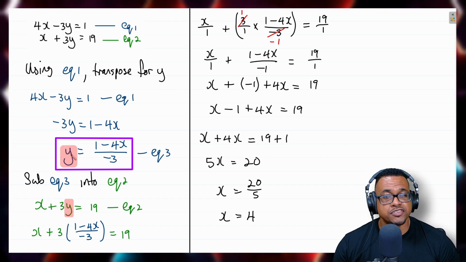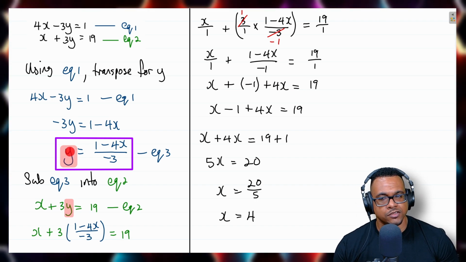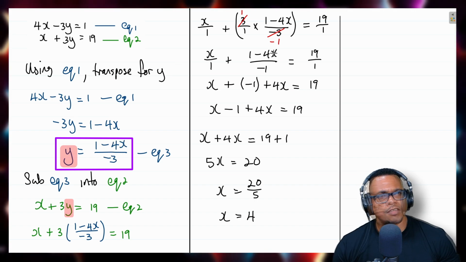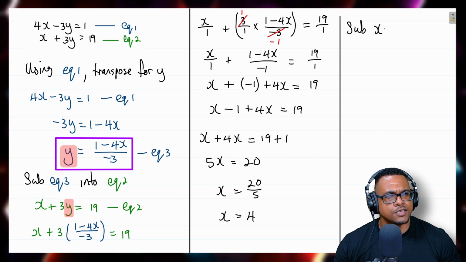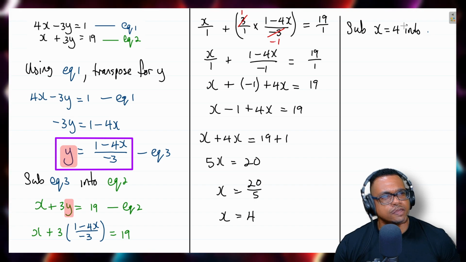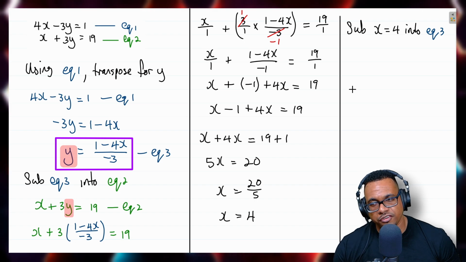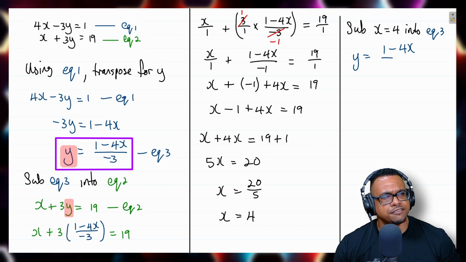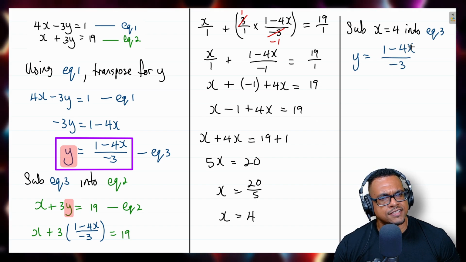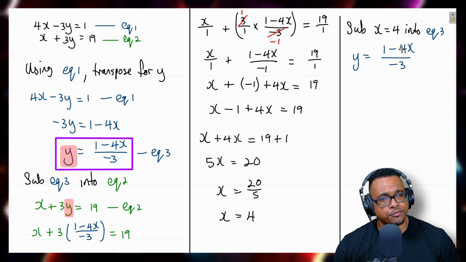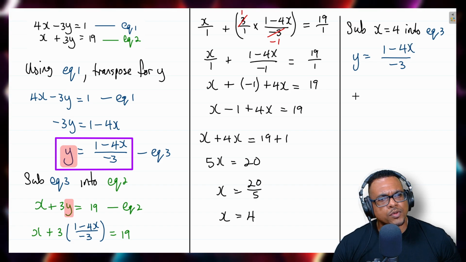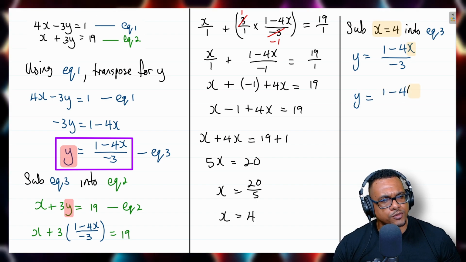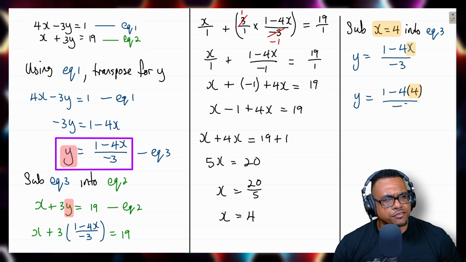And look at equation 3. Equation 3 is given in terms of the other variable, which is y. So what we have to do is go to equation 3 and put in the value for x here, and we'll be able to solve for the value of y. So I'm going to substitute x is equal to 4 into equation 3. Equation 3 reads y is equal to 1 take away 4x, and that means 4 multiplied by x, divided by negative 3. So where the x is, you're going to replace that x with 4. So 4 multiplied by x will be 4 multiplied by 4, which is 16. So we're going to have y is equal to 1 take away 4 times x, and x is equal to 4. So that's 4 times 4, divided by negative 3.